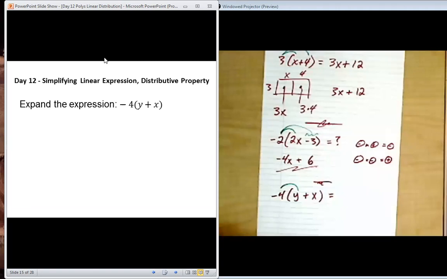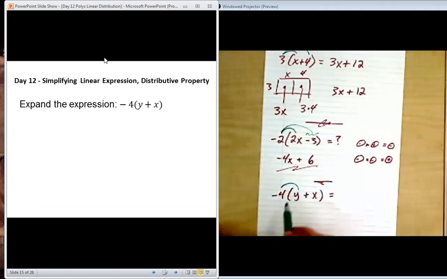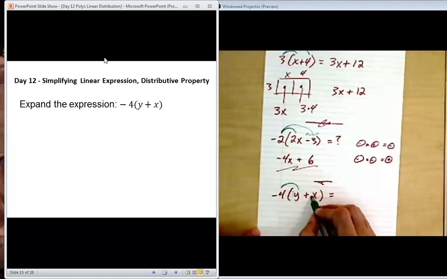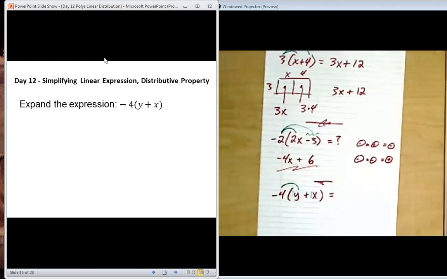Zoom got the first part right. This broke up for the second part. There's an invisible 1 in front of both of these. So this Y means a 1Y. This X means a 1X.